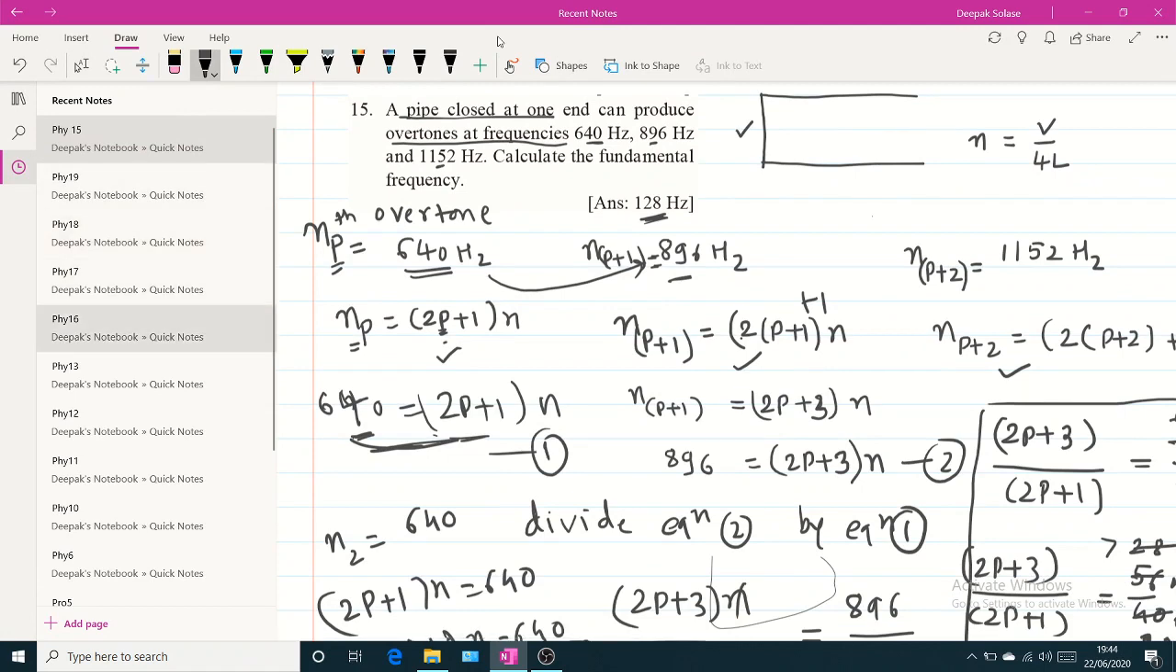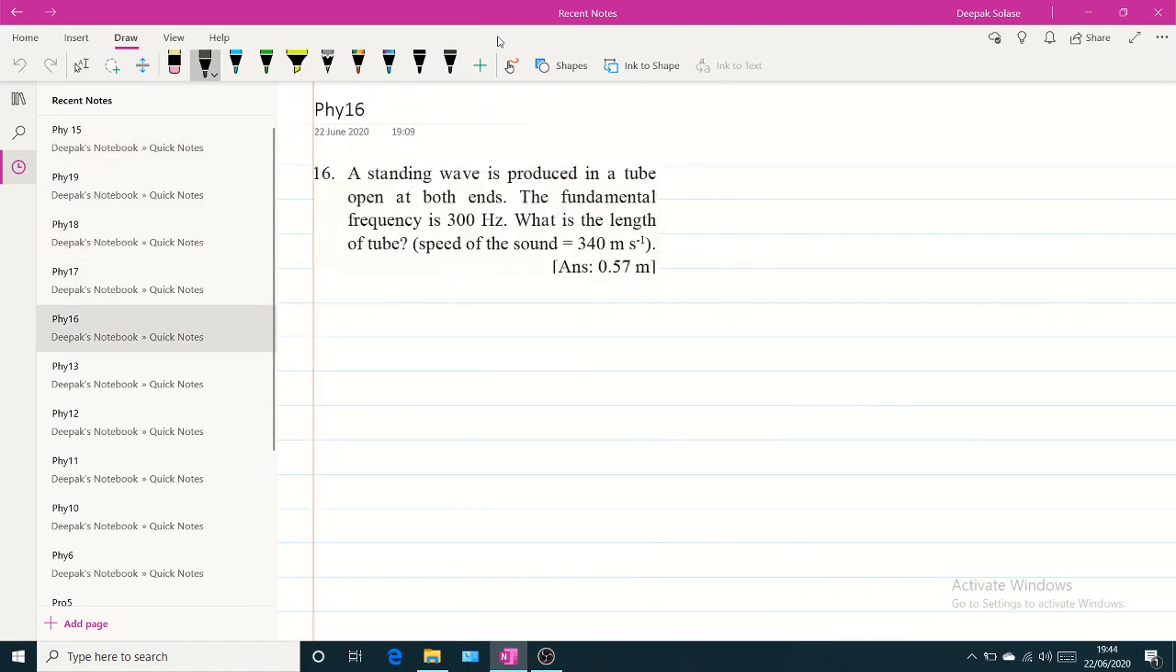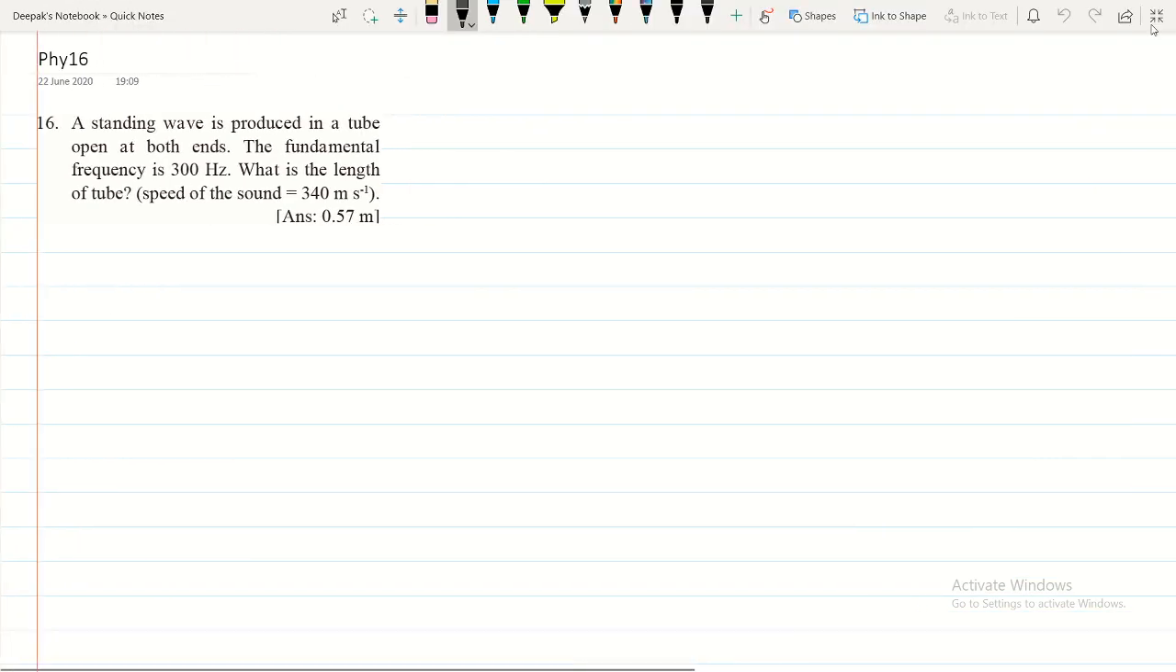Now let's move towards question number 16, right? Here we have a standing wave produced in a tube open at both ends. Again we have a pipe which is open at both ends. I'm drawing a pipe over here, which is open at both ends. Now the fundamental frequency here is equal to 300 hertz. So n is equal to 300 hertz. Now what's supposed to happen? A stationary wave is there. In a fundamental mode we know that a wave is supposed to be, say, this is a wave.